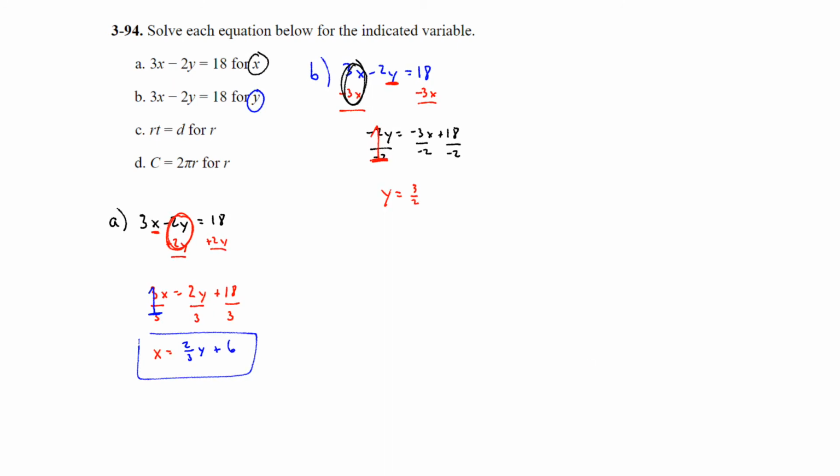Negative divided by a negative is a positive, so that's 3/2 x. And then 18 divided by negative 2 is minus 9. So here's your equation. Solve for y. All three of those equations are the same. They're just set up in different ways.